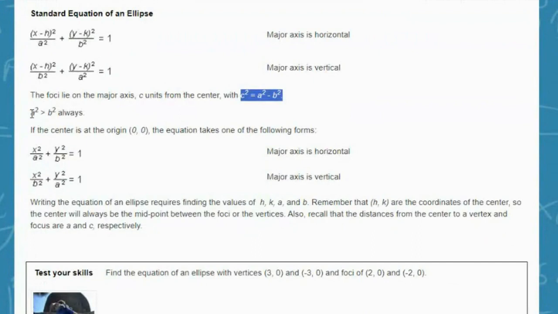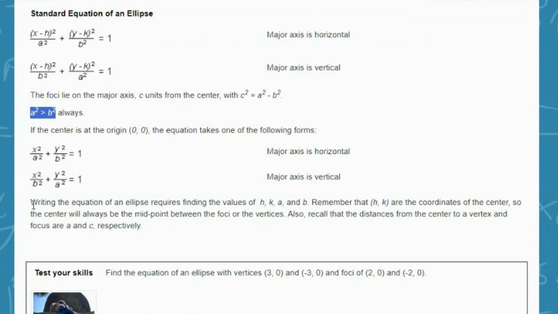And A squared is always bigger than B squared, because A squared is always on the major axis. Right, if it's up and down, the A is still with the major axis. If the center is at 0, it makes it a very simple equation, right? Because x minus h is x, y minus k is y. It's just x squared over a squared, y squared over b squared, and they equal 1 when you add them together.